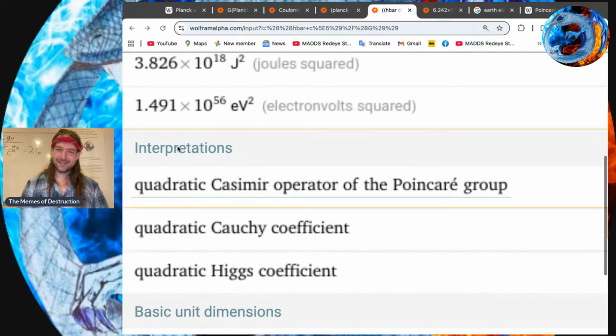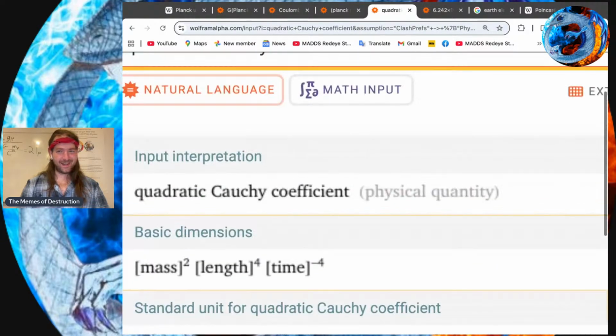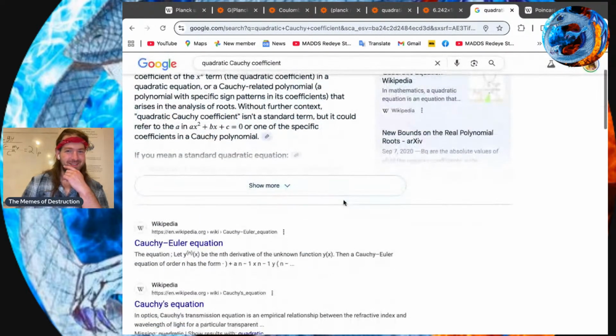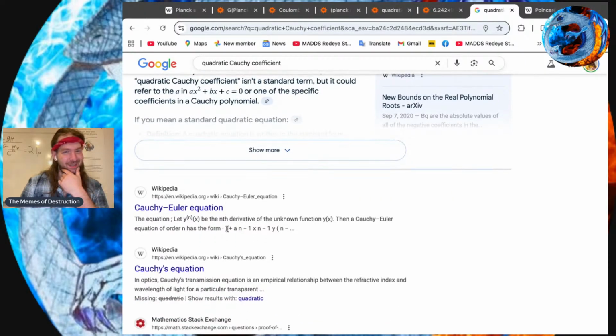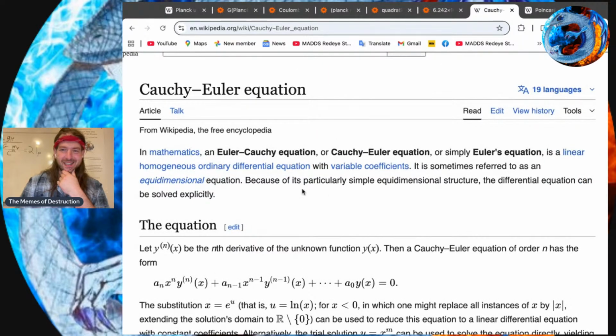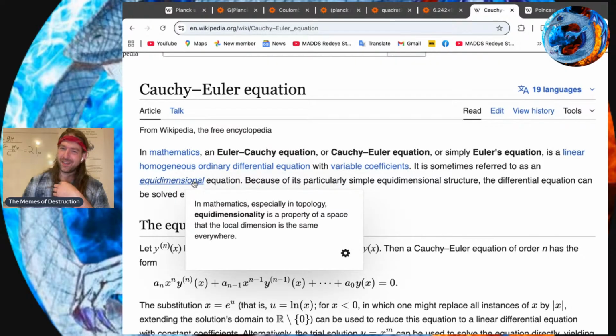Wait, was it saying the same thing? Okay, no, that's something different. Same thing. Electron. It's squared. Go back over here. Cauchy, Cauchy, Cauchy-Euler. In optics, a parallel relation between the refraction and radiance of light or a particular transparent medium. Or simply Euler's equation is a linear homogeneous ordinary differential equation with variable coefficients. It's sometimes referred to as an equidimensional equation. In mathematics, especially in topology, equidimensionality is a property of a space that the local dimension is the same everywhere.